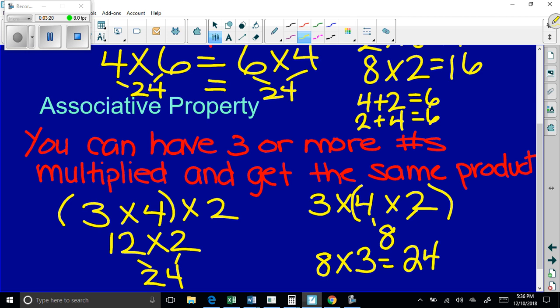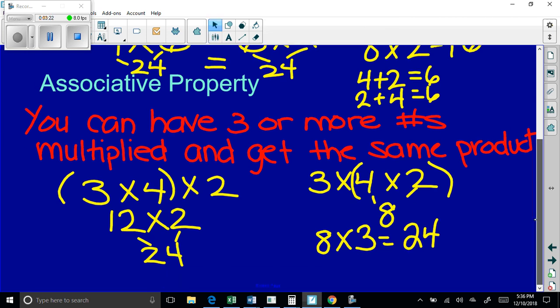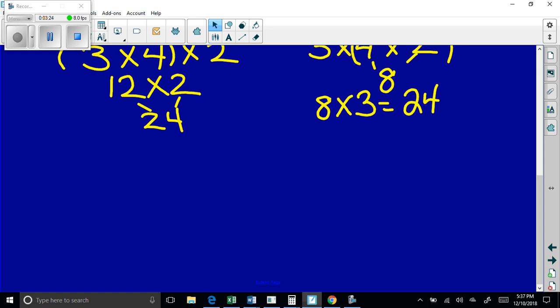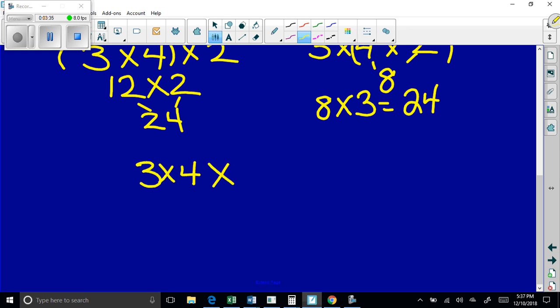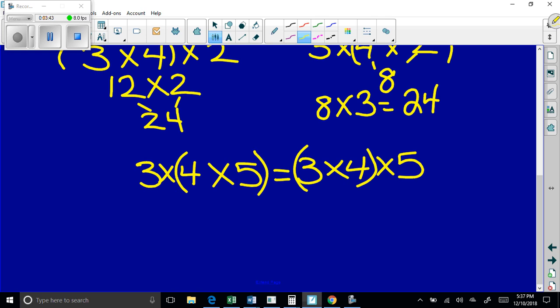Often, you may see the associative property written out to show equivalency. So you could have 3 times 4 times 5 equals 3 times 4 times 5 with different things in parentheses. And that just shows you that it's the same no matter which way you group it.